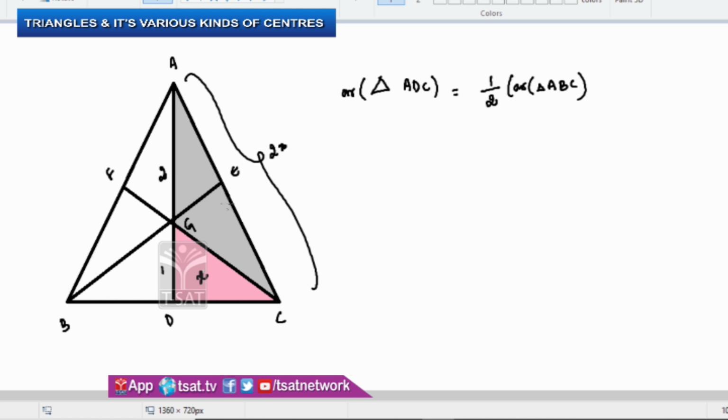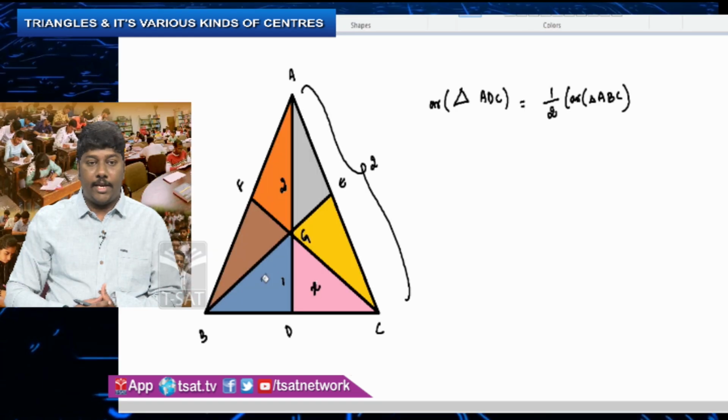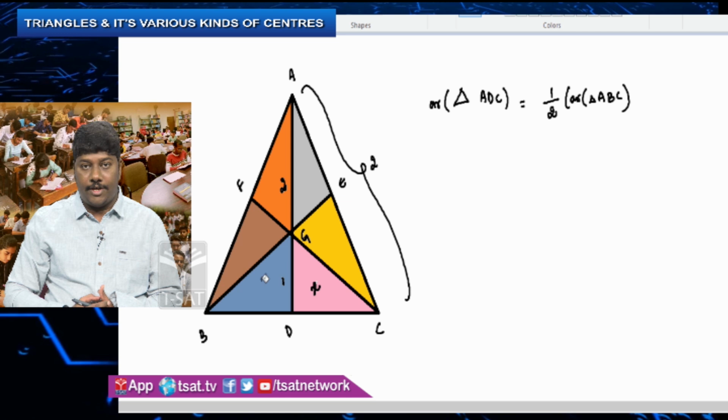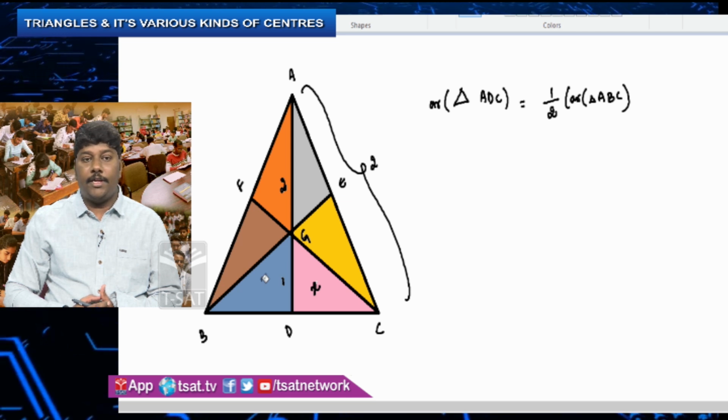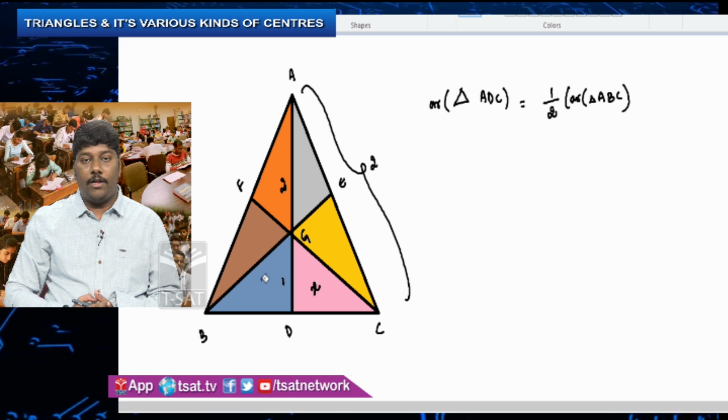But look at GE. GE is a median for the triangle AGC. GE divides the triangle AGC into two equal parts, which means it is x. The 2x is divided into x and x. So what do you get from this? All the 6 triangles you see here will have equal areas, where AD, BE and CF are medians. So, these 3 medians divide the triangle into 6 parts. All these 6 parts have equal areas.